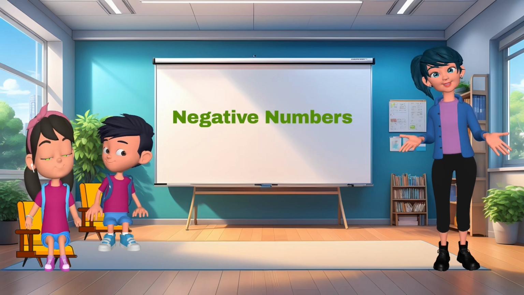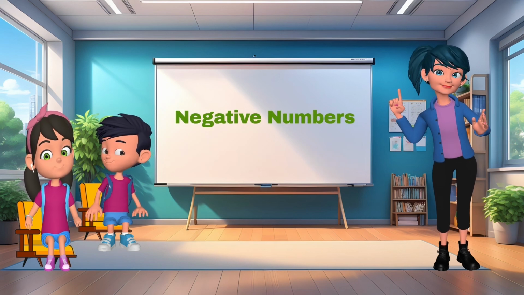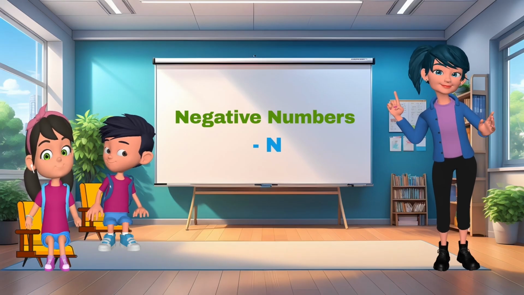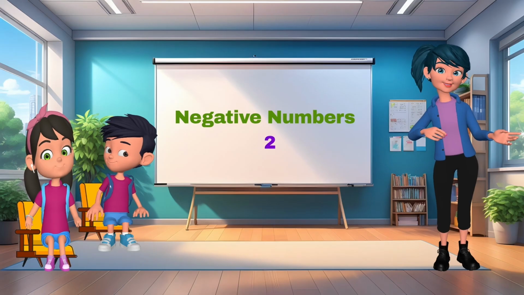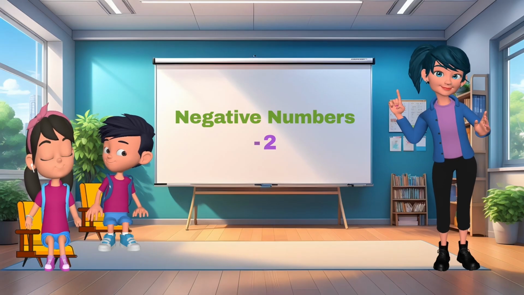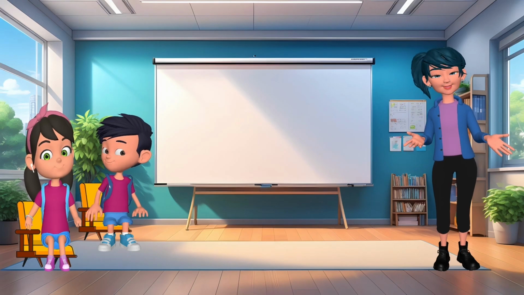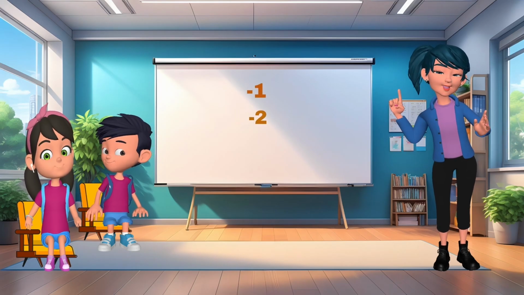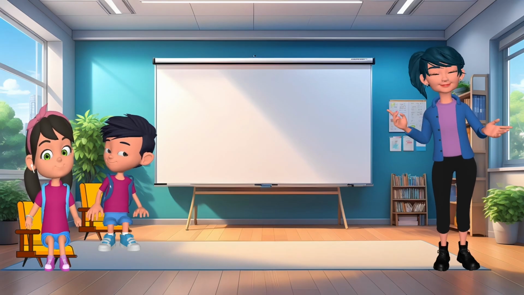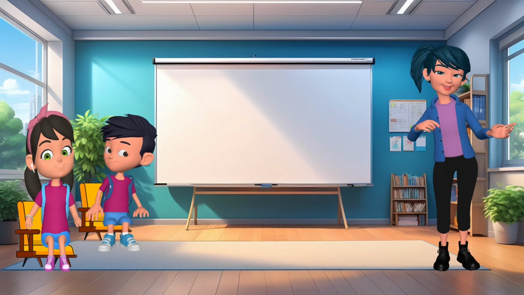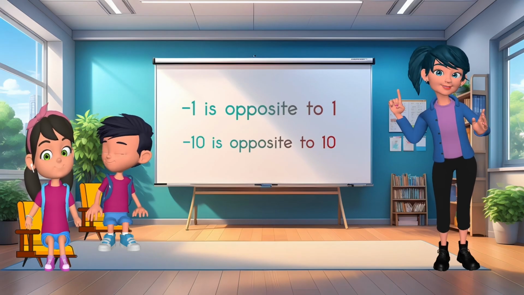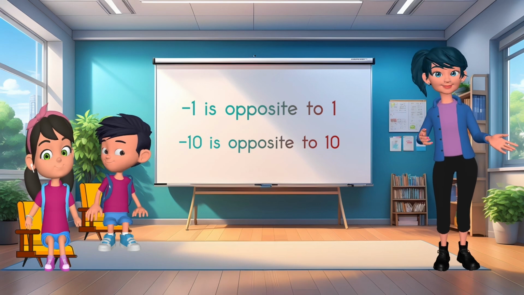Now, we are going to talk about negative numbers. If we put a minus sign before a natural number, we get a negative number. For example, if we put a minus sign before 2, we get the negative number called minus 2. Similarly, if we put a minus sign before 1, 2, 3 and 4, we get negative numbers like this. The negative number is sometimes called the opposite number. For example, minus 1 is opposite to 1 and minus 10 is opposite to 10.